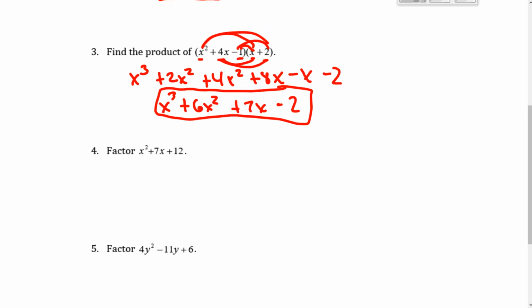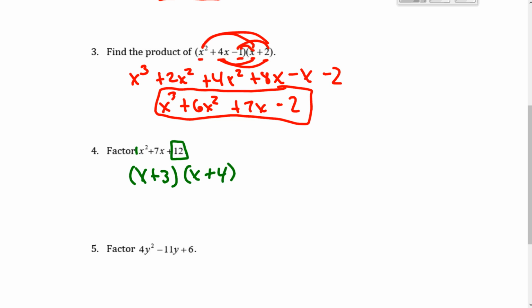Asked to factor, so here we can do CAB. So because my a is 1, then I can just look at my c and say, okay, what are the factors of 12? What times what is 12 but adds to 7? So that's 3 and 4, so x plus 3 and x plus 4.